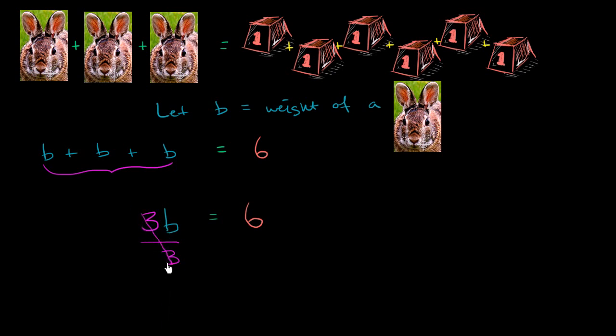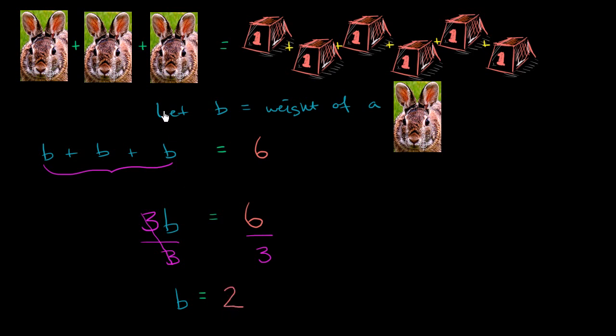But we can't just divide the left-hand side. Then this equal side wouldn't hold anymore. We have to do the right-hand side as well. So if we divide the right-hand side by 3, you get 6 divided by 3, or we can rewrite this equation as b is equal to 2.